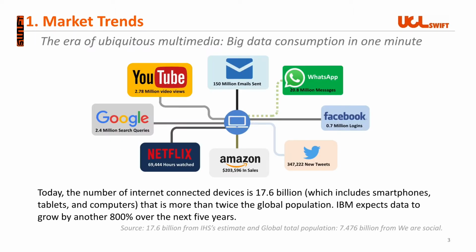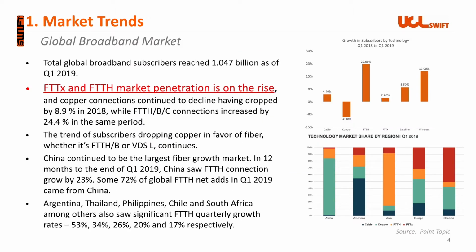Since fiber cables have virtually unlimited capacity, the number of internet-connected devices today is over 17 billion. That is more than twice the global population. IBM expects data to grow by another 800% over the next 5 years. FTTH has been a key technology compared to other technologies such as cable, copper, satellite and wireless.